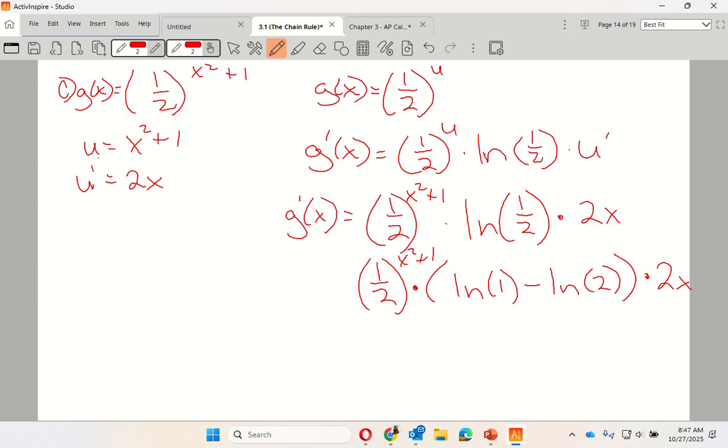And this is something we're going to use so often. These are things that you should know automatically. What is ln of 1? 0. ln of 1 is 0, because if I were to graph it, ln actually crosses the x-axis right at 1.